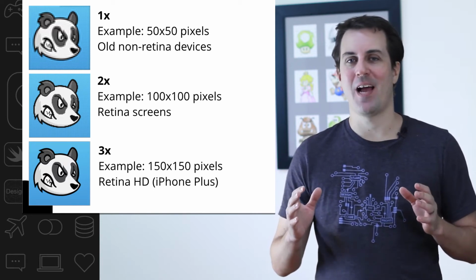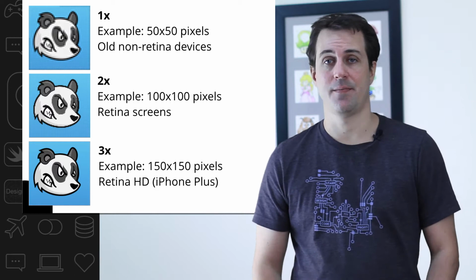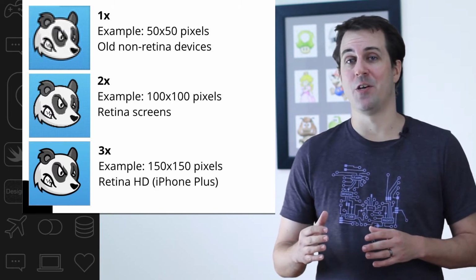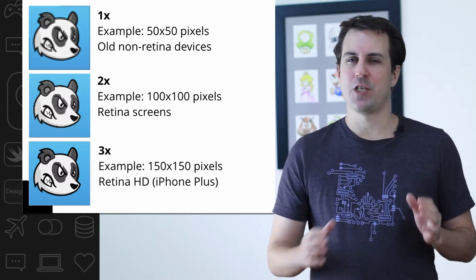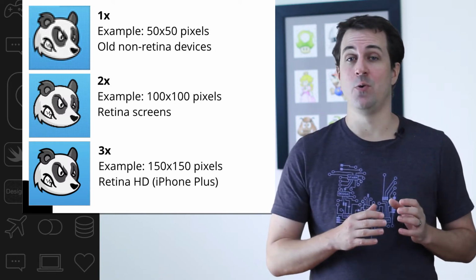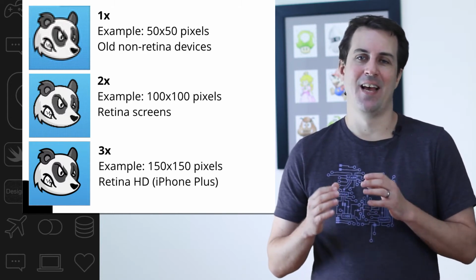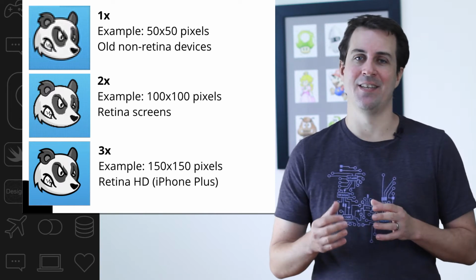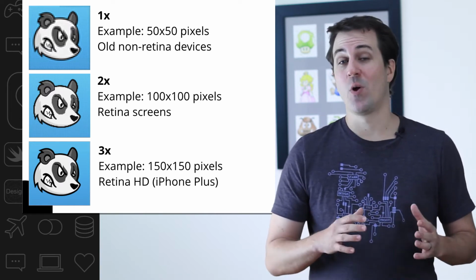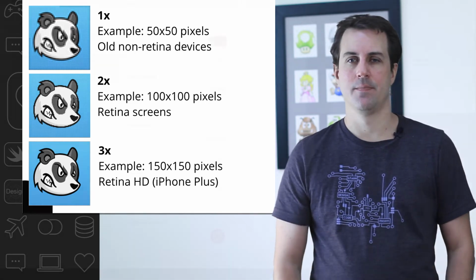3x is for the super high resolution Retina HD screens that you see on the iPhone Plus devices. If you want your app to have extra sharp images on those devices, then drop appropriately sized images into the 3x category. There's a special naming convention that Xcode uses for file names in your project. If you add @2x at the end, then Xcode knows that that's a 2x image, and if you add @3x at the end, then Xcode knows that it's a 3x image. Low resolution files have no special name. In other words, you don't have to add @1x at the end.